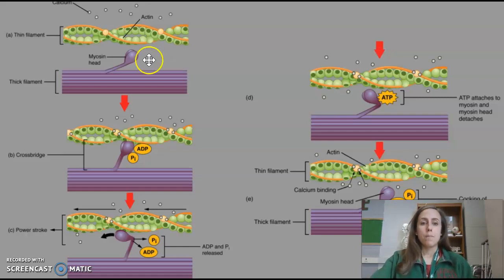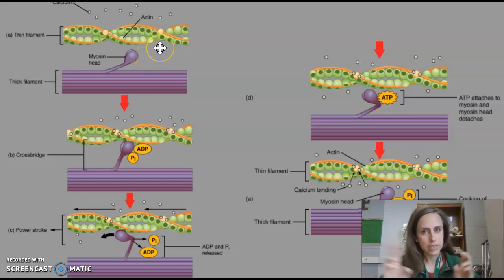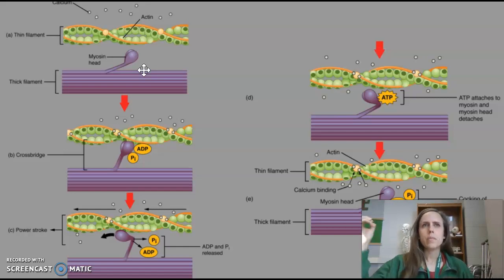However, myosin cannot attach to actin initially because actin is protected or surrounded by these protein bands called tropomyosin. And then the yellow dots right here represent troponin, which are bundles of that protein. So that actually surrounds and covers the actin, which does not allow myosin to bind to actin to create the contraction.